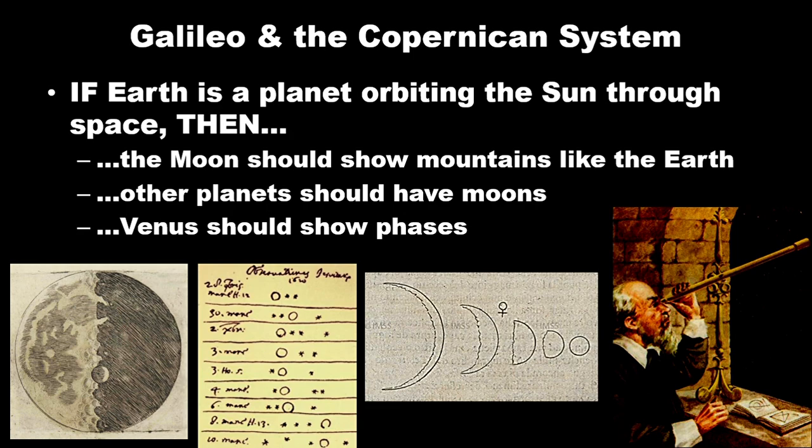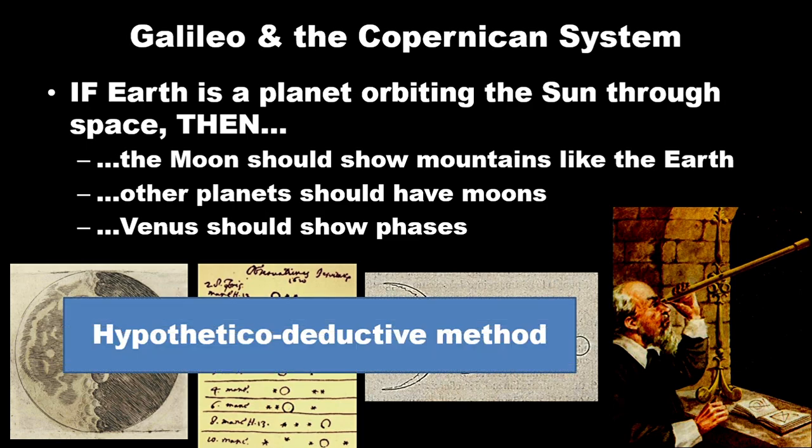So again, 3 logically invalid deductive arguments are combined in an inductive way to give strong reason to believe the antecedent that the Earth is a planet orbiting the sun through space using what we call abductive reasoning. Now, this is sometimes called the hypothetico-deductive method because we're taking an antecedent that we can call a hypothesis, and we're seeing if deductive arguments from that hypothesis actually match the consequences that we observe in space. And that's really at the heart of the scientific method, as we will see.